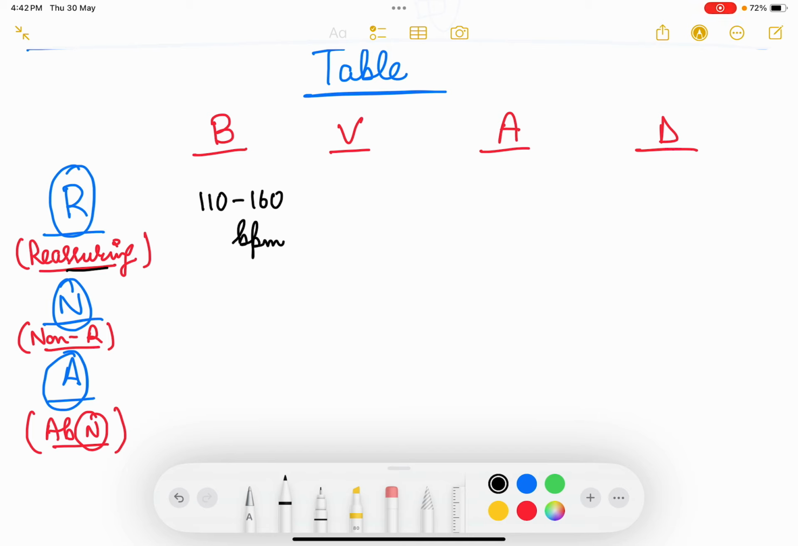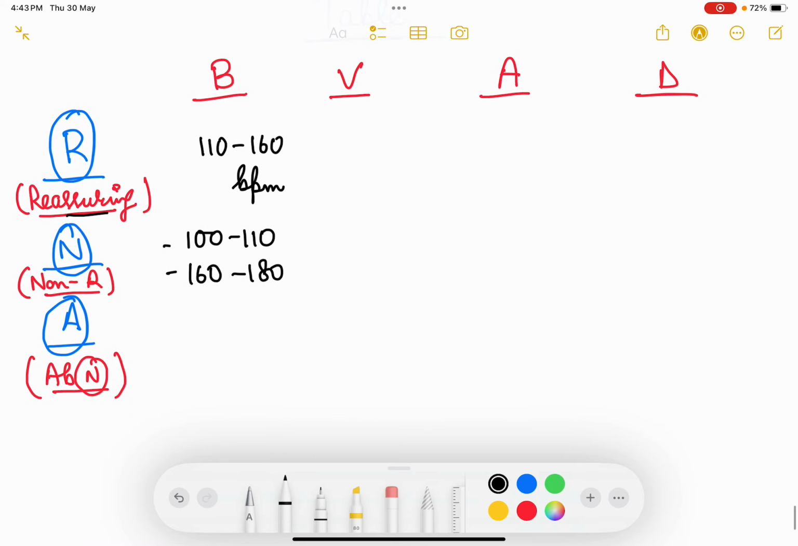Don't use the word normal, it will be reassuring. Okay, when the fetal heart rate baseline is between 100 to 110, that is, it has decreased by 10, or it has increased by 20, that is 160 to 180 beats per minute, then it is called non-reassuring. Whereas if it is less than 100 or more than 180, then it is abnormal.